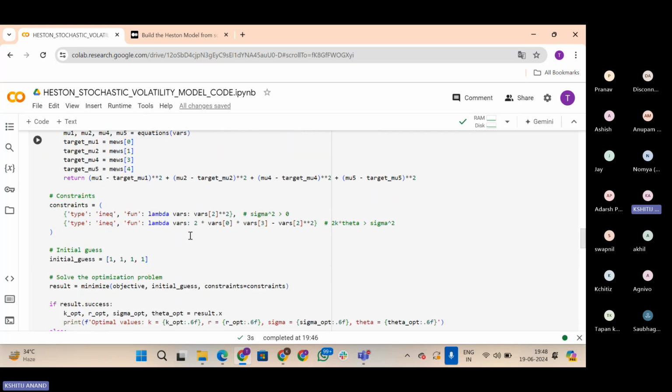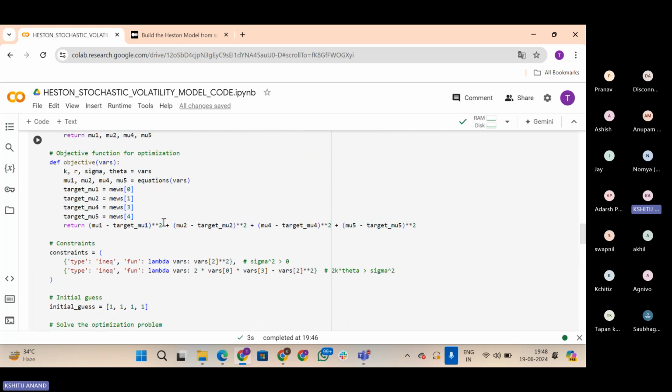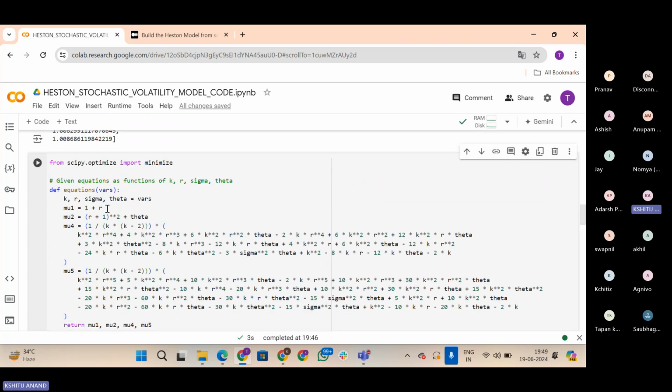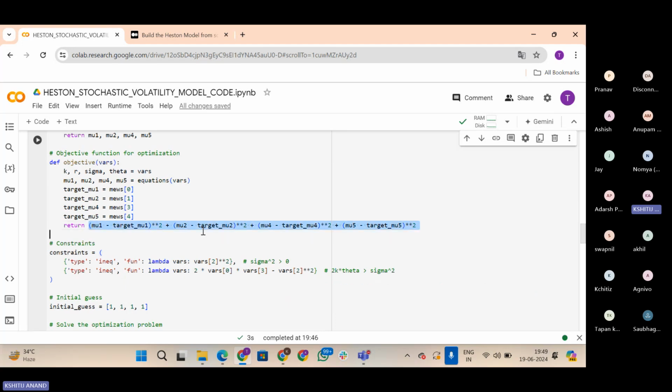We have calculated it up to six decimal digits. But there is an important factor: this is our objective function, and our objective is to minimize it. When will this function be minimized? It will be minimized when mu1, the moment that we have calculated, is equal to target mu1. What is target mu1? Target mu1 is the moment that we have calculated, and mu1 is basically 1 plus r. So the function is minimized when all these individual terms are equal to 0, that is, when mu1 equals target mu1.